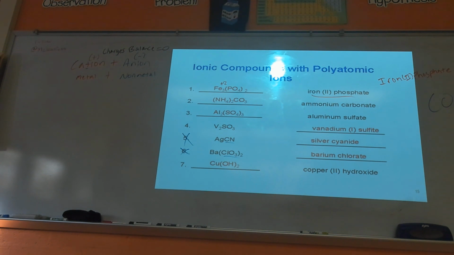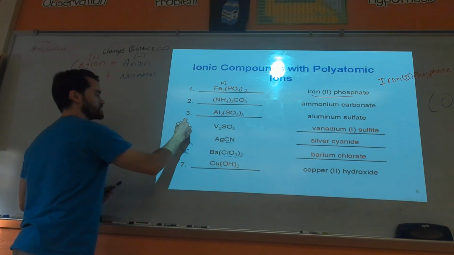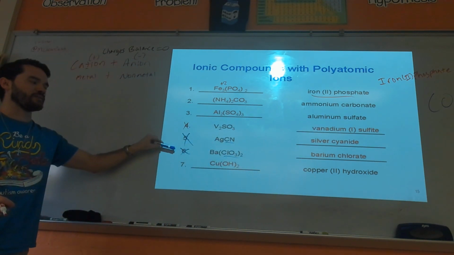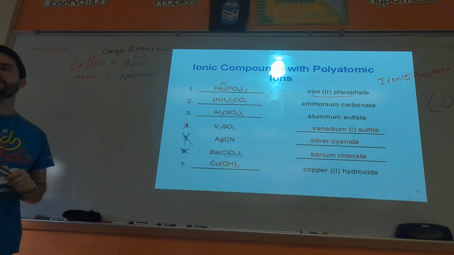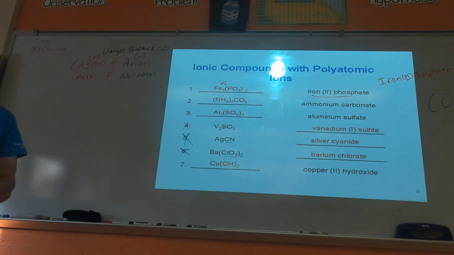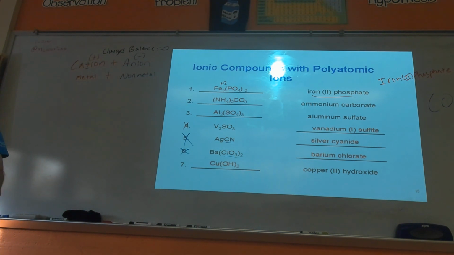Yeah, Kelly? Did it say V2SO4? Oh, I'm sorry, you can cross off 4 too. My bad. Sulfite, that's another polyatomic. You don't have to know that one either. So 4, 5, and 6, those are examples that you wouldn't be tested on. You could look at them for practice. It's the same idea. The charges balance out, but you don't have to memorize sulfite.